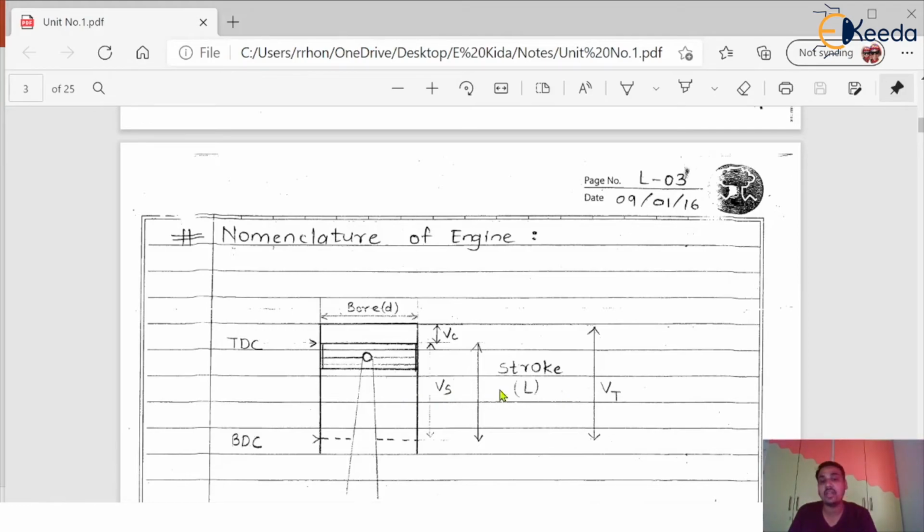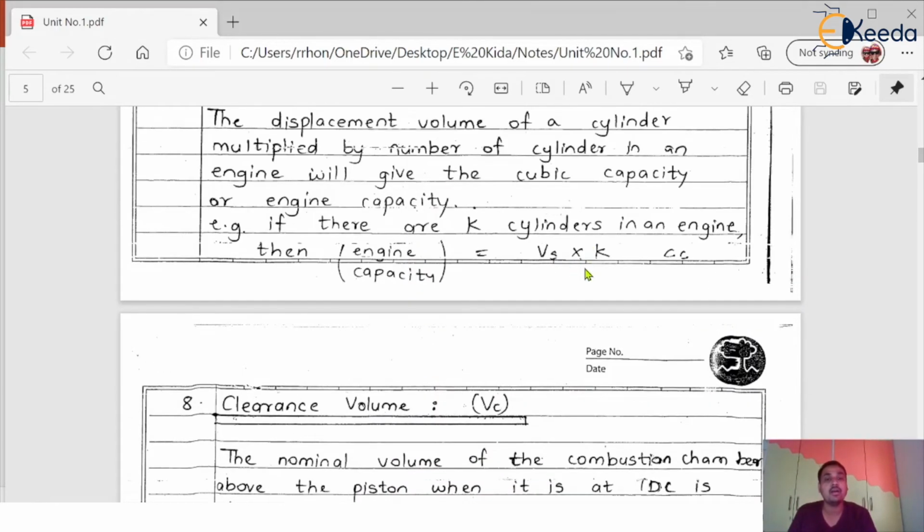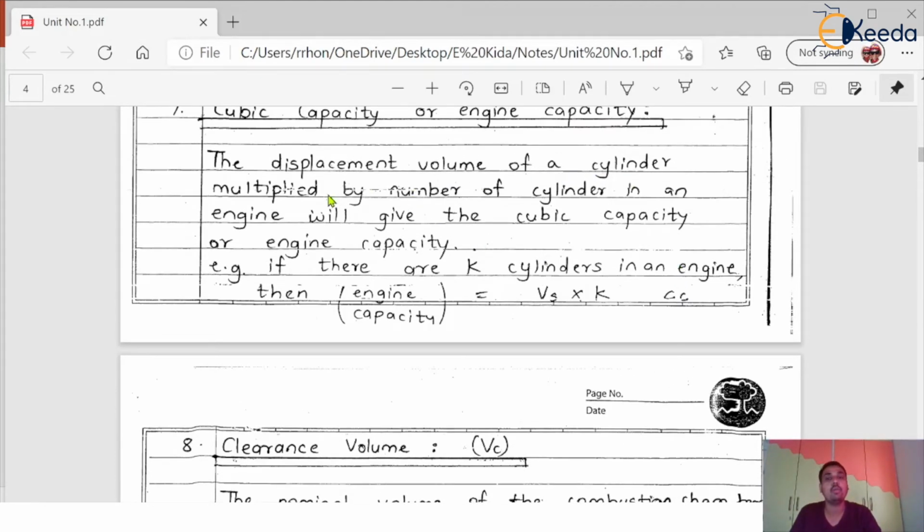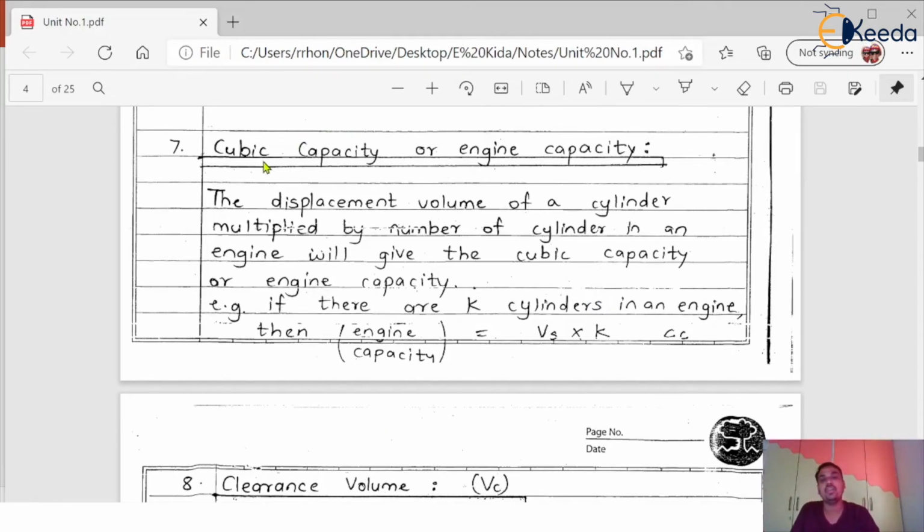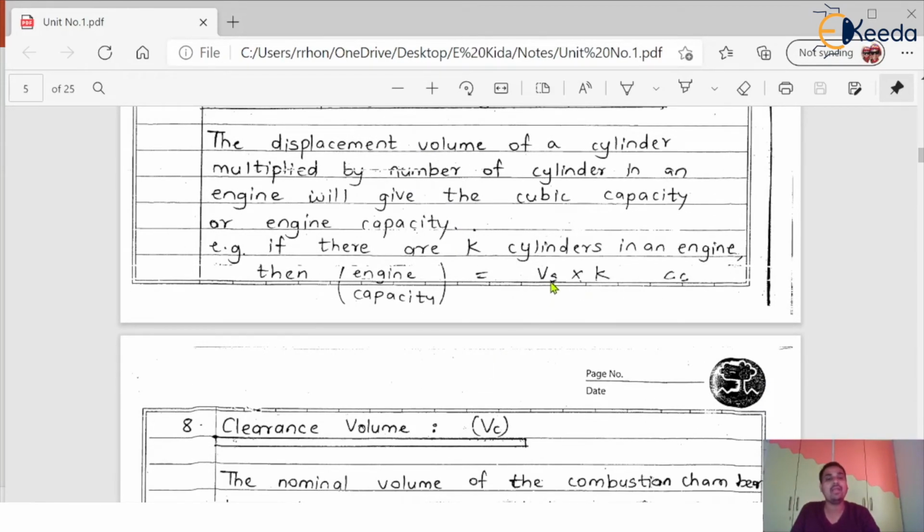If the engine is multi-cylinder, how can we calculate the cc? Generally, we calculate the cc as V suffix S into the number of cylinders, designated by letter K. This gives us the complete cc of the engine. So according to the definition, the displacement volume of a cylinder multiplied by the number of cylinders in an engine gives the cubic capacity or engine capacity. Always remember, dear friends, if the cc is high, it definitely produces a huge amount of power. cc is the indication of the power of the engine. cc is nothing but engine capacity or cubic capacity. This is one way to define the power of the engine.